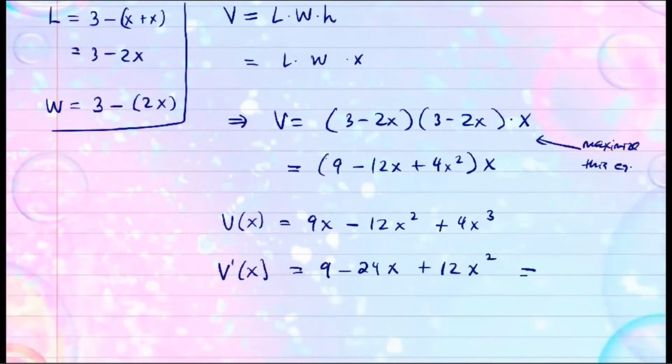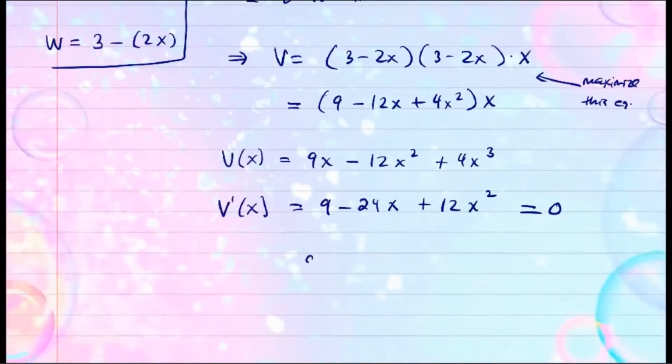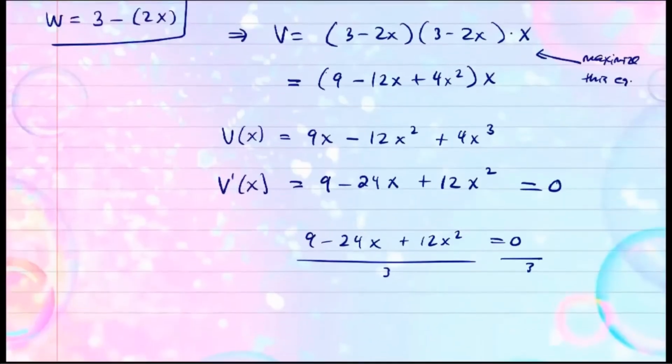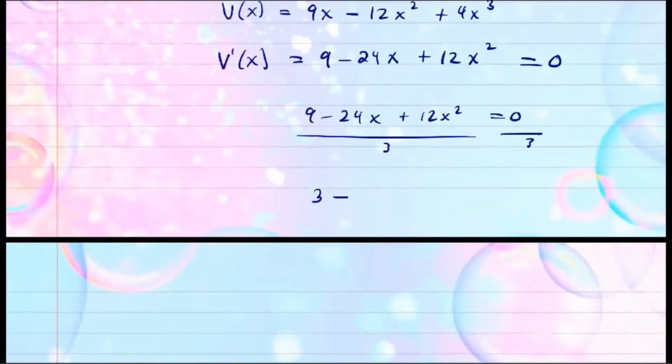And then we set this equal to 0 to find critical numbers. So when I set it to 0, I have 9 minus 24x plus 12x squared equal to 0. You can pull out a 3 from everything, or simply divide everything by 3 on both sides to simplify. So by doing that, we have 3 minus 8x plus 4x squared equal to 0.